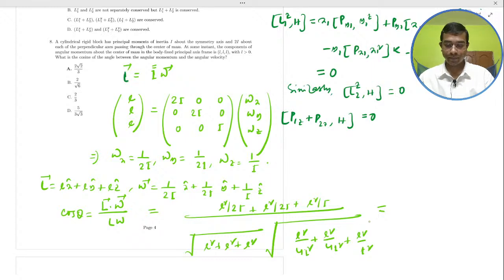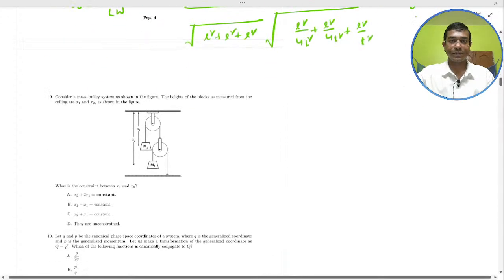This would become 2 root 2 by 3. Cos theta, meaning the cosine of the angle, is 2 root 2 by 3. Option A is correct. Next.